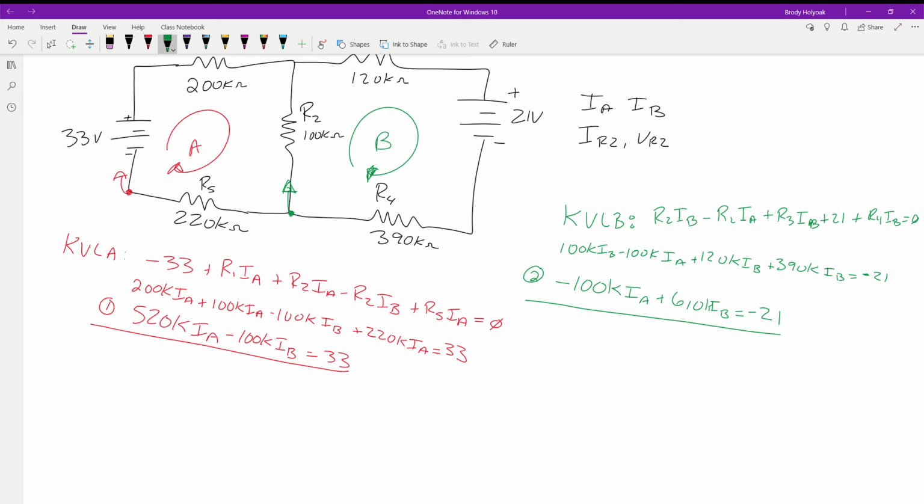Okay, so now we want to combine these together. So I'm going to bring our second formula over.